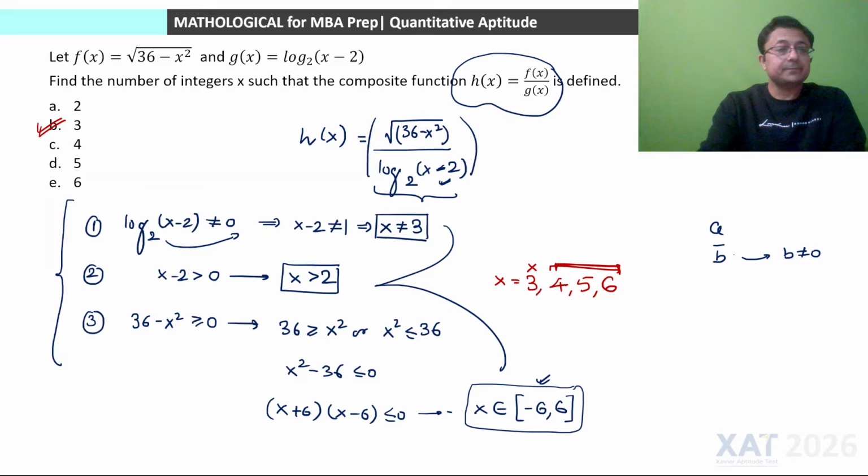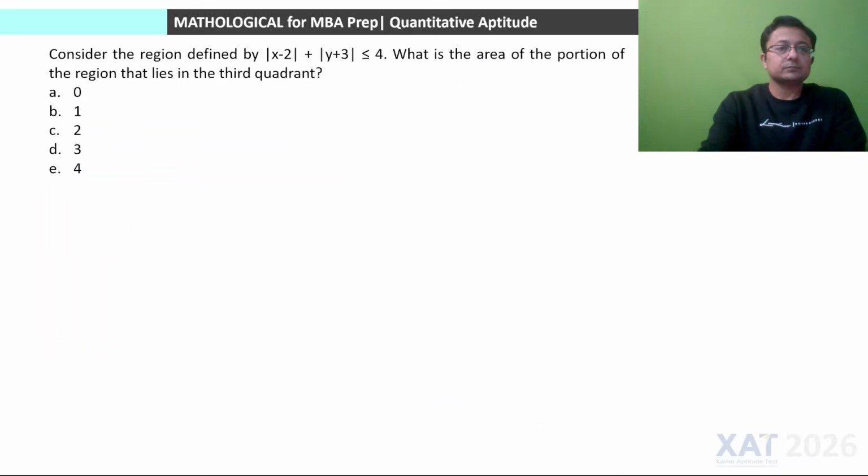Okay, let's move on to the next question. Consider the region defined by mod of x minus 2 plus mod of y plus 3 that is less than or equal to 4. What is the area of the portion of the region that lies in the third quadrant? Okay, so in this case, we have to find the region: mod of x minus 2 plus mod of y plus 3 less than or equal to 4.